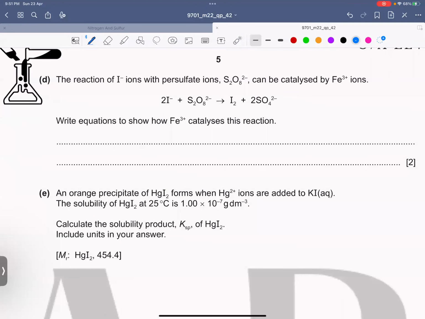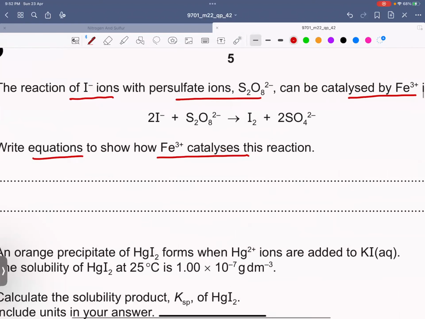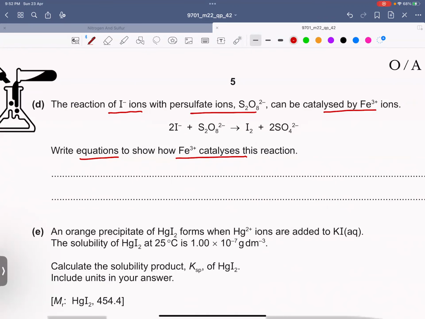Now question number 1D. The reaction of iodide ions with persulfate ions can be catalyzed by Fe3+ ions. Write equations to show how Fe3+ ion catalyzes this reaction. So if you recall the examples that we did in kinetics, we have to show those equations as well. So in this equation, we have to use Fe3+ ions. So Fe3+ ions first convert into Fe2+ ions and then get back into Fe3+ ions again to show that it's a catalyst.